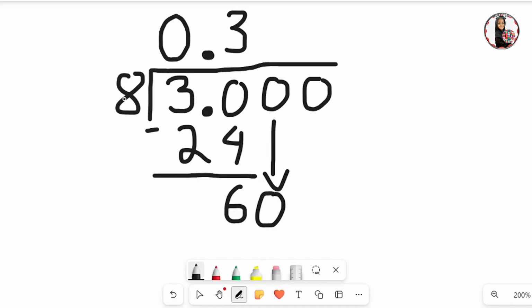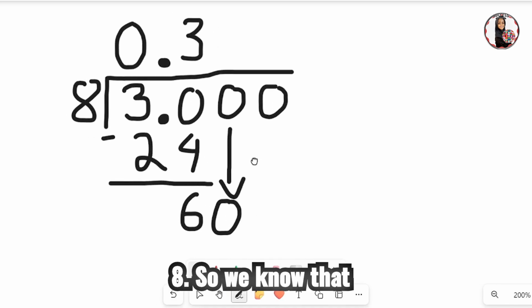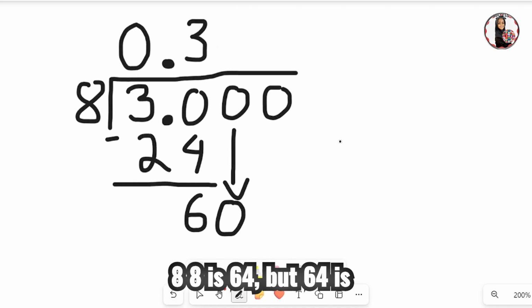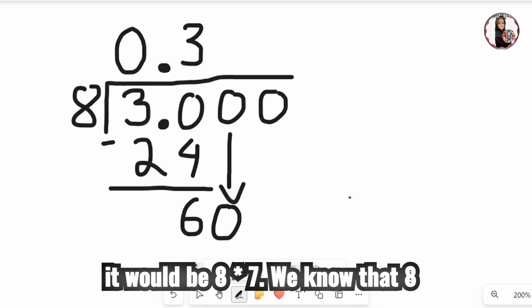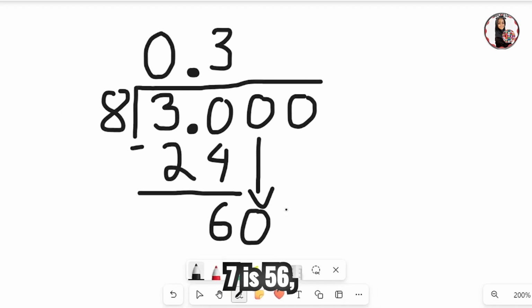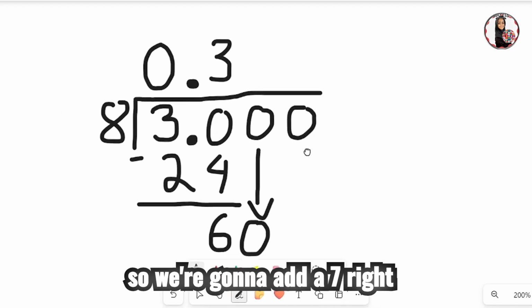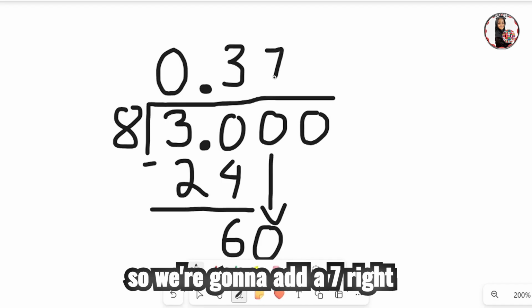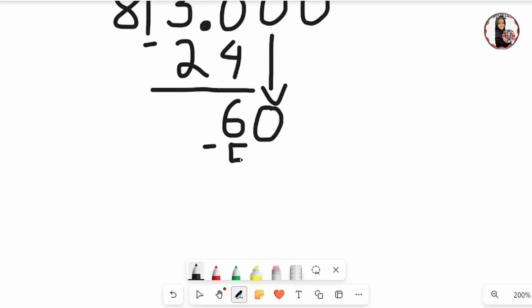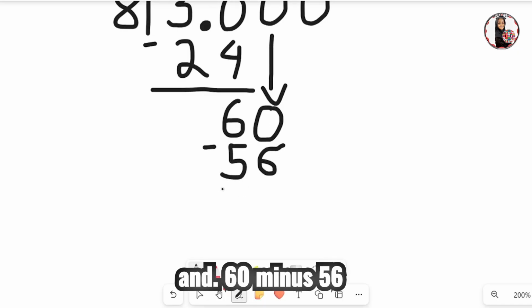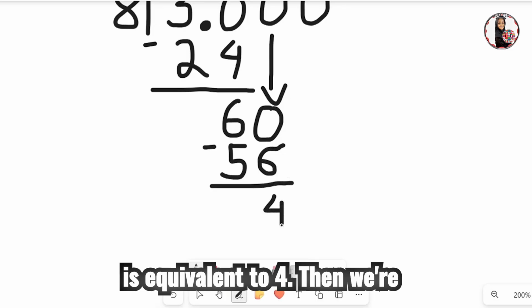60 divided by 8. So we know that 8 times 8 is 64. But 64 is obviously greater than 60, so that means it would be 8 times 7. And we know that 8 times 7 is 56. So, we're going to add a 7 right there. 7 times 8 is 56. And 60 minus 56 is equivalent to 4.